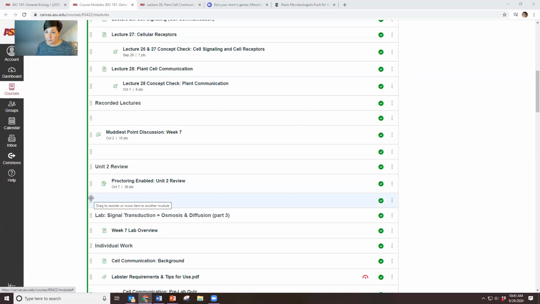Then the checkpoint for Unit 2 won't actually open until next Thursday at 12:01 a.m., and you'll have until the following Sunday to do it. I'll have more information about that. The purpose is that way we can wrap up Unit 2 content. We will have Tuesday of next week to do muddiest points from the whole Unit 2 content, whatever you want to ask about, and then you can take the checkpoint.